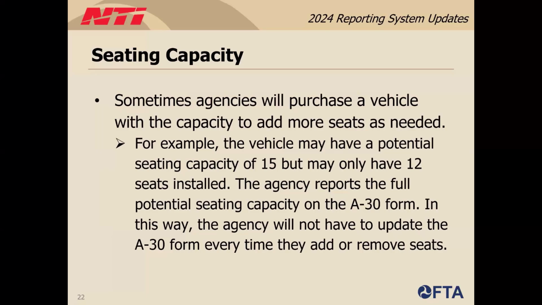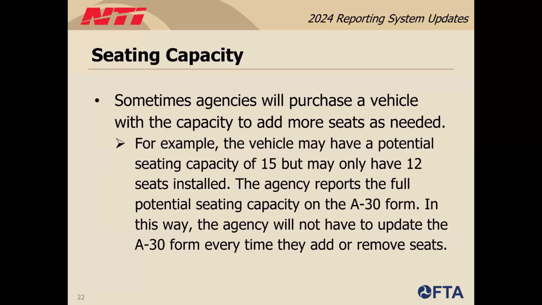Lastly, there's been an update to the specifications for reporting seating capacity on the A30 form. Sometimes agencies will purchase a vehicle with a capacity that can be extended by adding more seats if necessary, so you can add and remove them. For instance, a vehicle may have an absolute maximum capacity of 15, but really only currently has 12 seats installed.